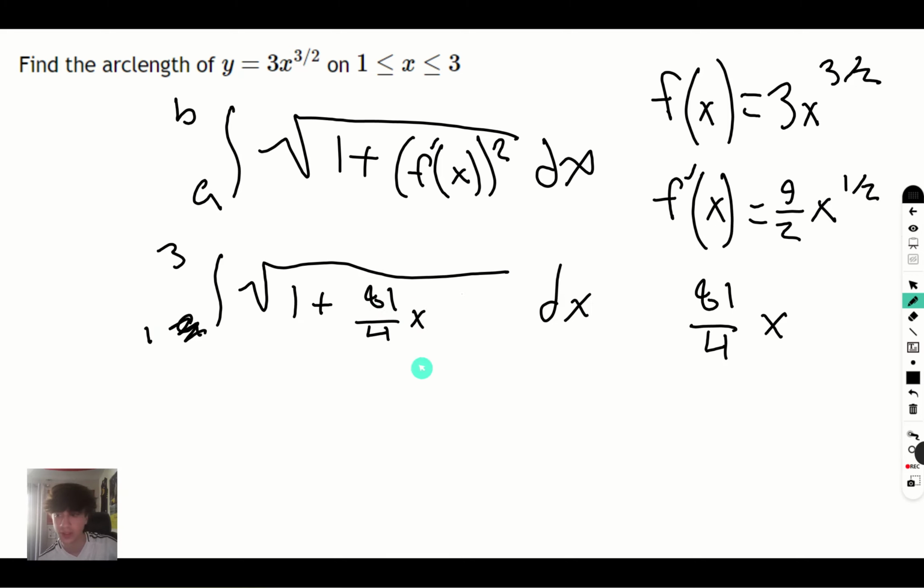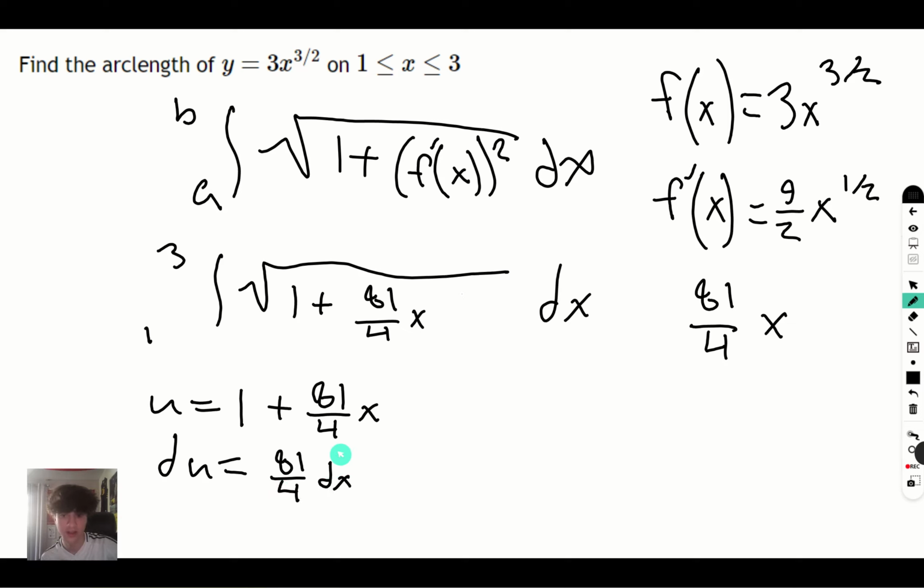So here we have 81 fourths x dx. And here we notice that we can't do the same thing we did last time because this isn't just an integer. This is actually a term with a variable in it. So what we need to do in this situation is u-substitution. So we set u as the entire term inside the square root, 1 plus 81 fourths x. Differentiate both sides, you would get 81 fourths dx. So then, therefore, dx is equal to 4 over 81 du. So here is your new integral.